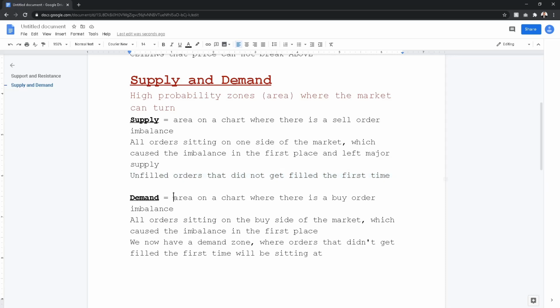Now, demand is an area on a chart where there is a buy order imbalance. If price is shooting straight up to the upside, that basically means you have aggressive buyers hitting the offer very aggressively. And since all of those orders are hitting the offer, because price rose up aggressively, fast, violently, that's going to cause an imbalance. And because of that imbalance, we now have a demand zone. At that imbalance, we're going to have orders that did not get filled the first time, and they're basically going to be sitting there as passive orders because of that imbalance that was formed by more aggressive orders that hit the market.